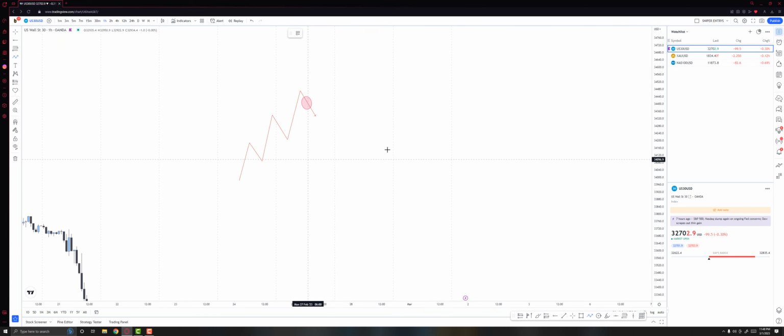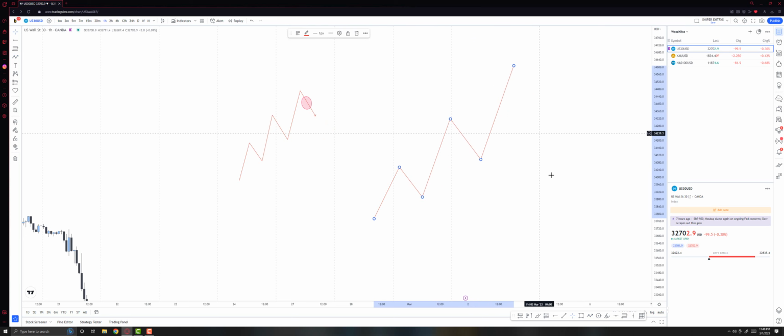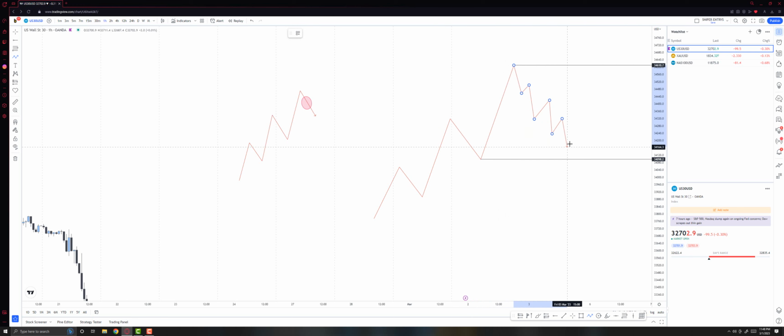So internal structure is basically that structure that plays between a swing high and swing low. For example, say that we're creating higher highs and higher lows here, right? My swing high is going to be my higher high here, and my swing low is going to be my higher low. So everything that happens between these two swing highs and swing lows is going to be internal structure.